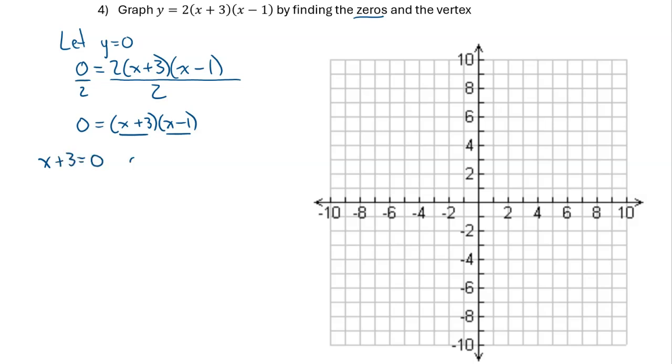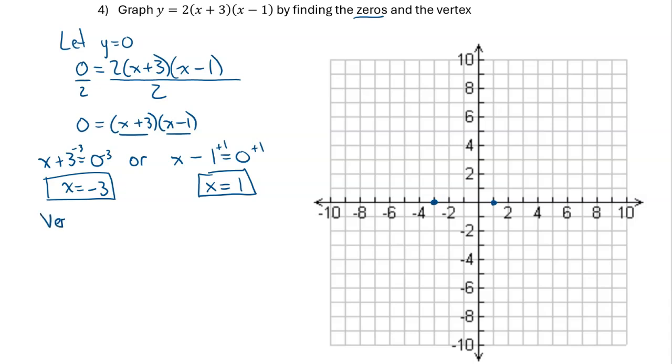So one of those factors has to be 0, or the other one has to be 0, in order for them to multiply to give you 0. So we solve for what each of those would be. Either x is equal to -3 or x is equal to +1. And those are our x-intercepts, or those are our zeros. So we can go to our graph and plot those 2 points. That's where the parabola is going to pass through the x-axis.